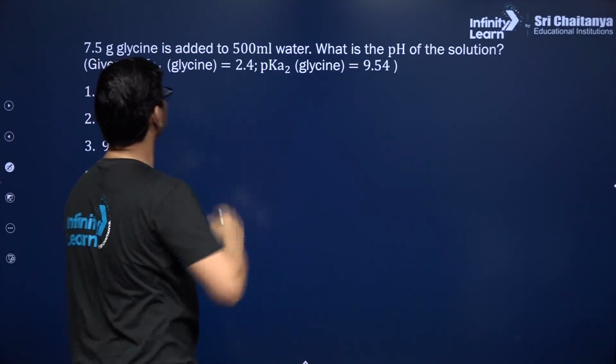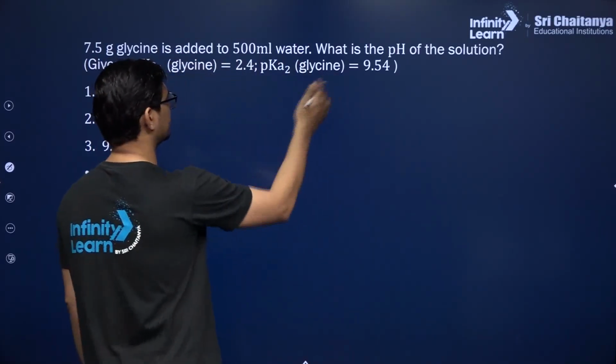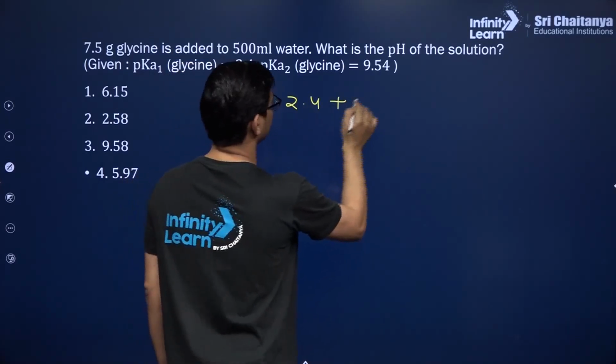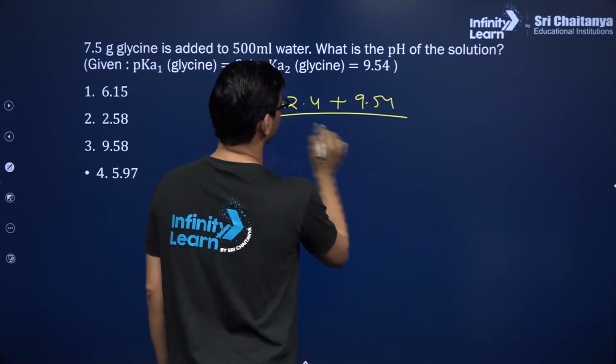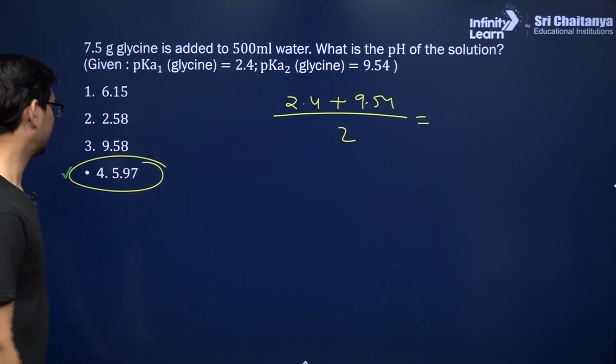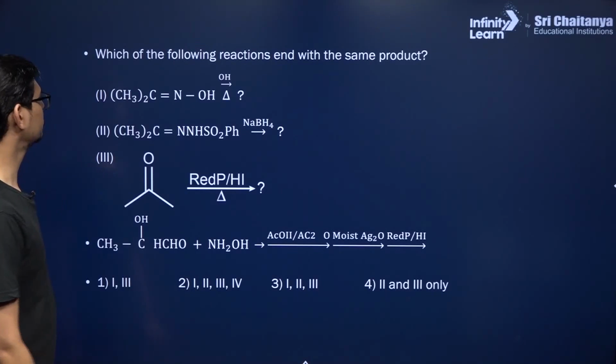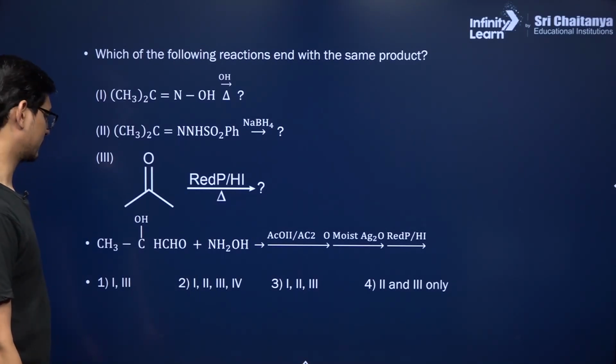For glycine, it contains an acidic group and a basic group. For this the pH is just the average of the pK values. So it is 2.4 plus 9.54 divided by 2. So that will give you 5.97.